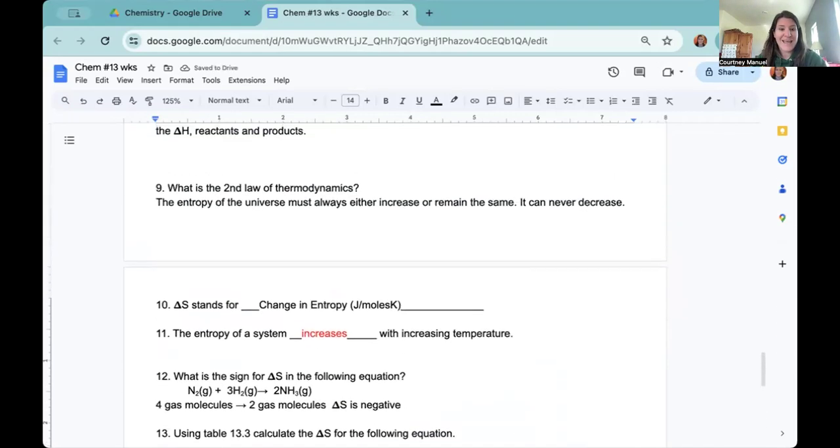Okay, that is the end of our Module 13 worksheet. If you have questions, please reach out. Use the tables. The symbols are the dead giveaway. If it says it's in standard form, you're going to use 13.2. If it says bond energies, you're using 13.1. If it says entropy, which is the delta S of chaos, we're using 13.3. And if Gibbs is mentioned, it's 13.4.